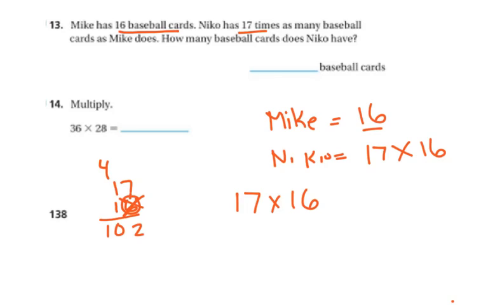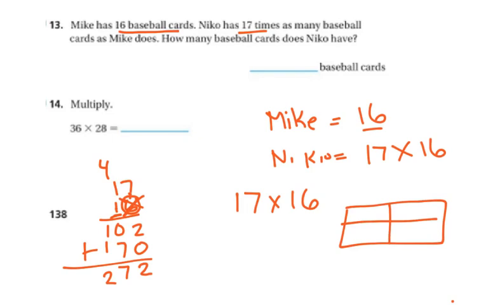Now I'm done with my ones position, and I'm going to be doing tens. Since it's tens, I'm going to go ahead and put my 0 there. 1 times 7 is 7. 1 times 1 is 1. Add them together, and I get 272. If you want to do the area model, you can. It'll be the same thing.